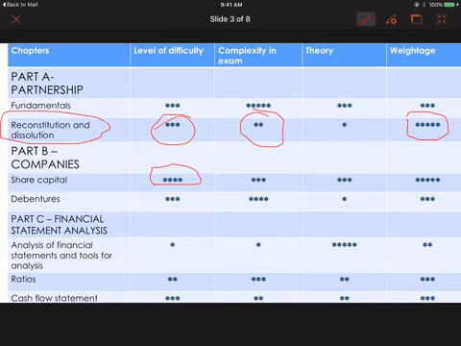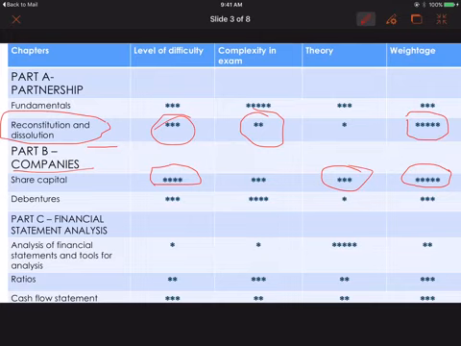Theoretical aspect is also 3 stars, because the major portion of theory from companies will be asked from share capital only, because they don't have any other chapter. Okay, and then weightage, again this is 5 stars. You will definitely get a complete question on this, so weightage is definitely 5 stars.